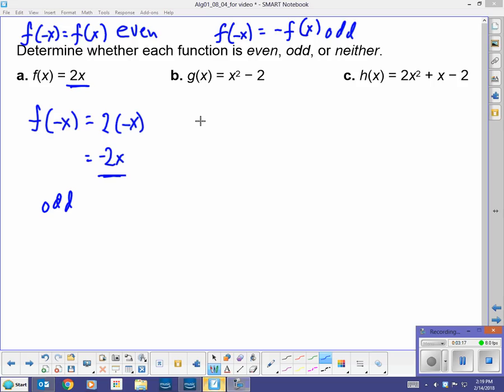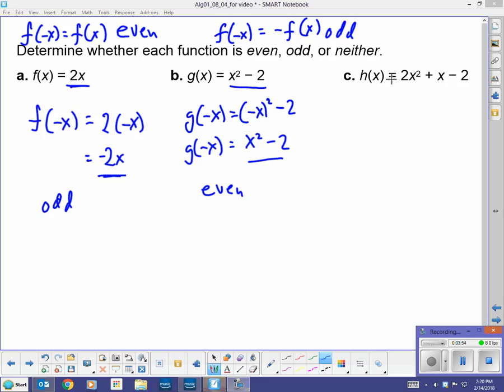Over here, g of x, I'm going to use g of negative x. That'll equal negative x squared minus 2. Negative x squared, well, negative times a negative is a positive, so that's still x squared minus 2. And that's the same. Okay, so g of negative x gets to be the same thing as g of x, x squared minus 2. So since they're the same, this is going to be even.